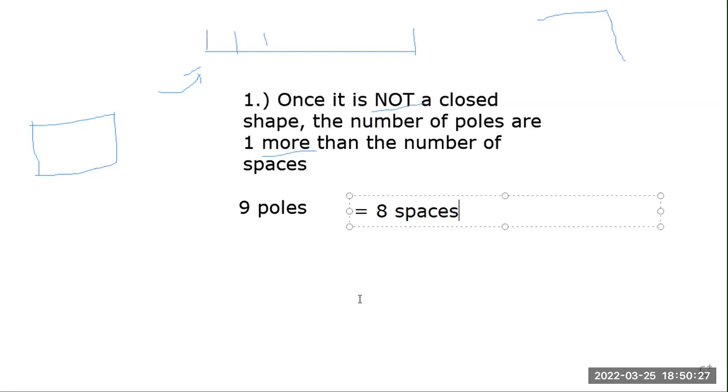So let me make sure we understand this. Suppose on this line we had 1, 2, 3, 4, 5 poles evenly spaced. What will be the number of spaces? Well, you can check it, but let's say you couldn't check it. Very good, right? So we have 5 poles placed along a line. The number of spaces would be 4, because it's just a line. It's not a closed shape.